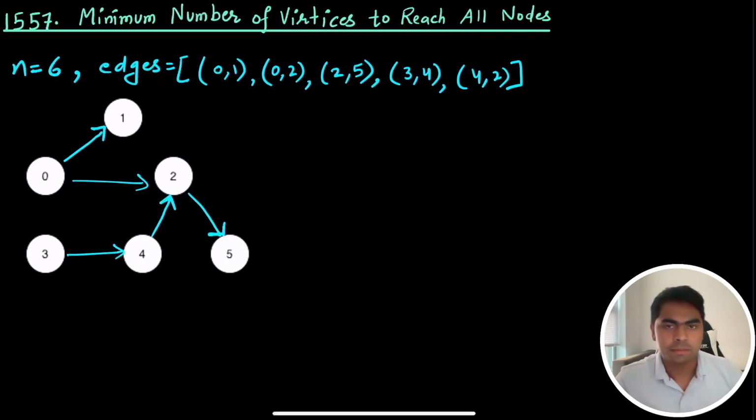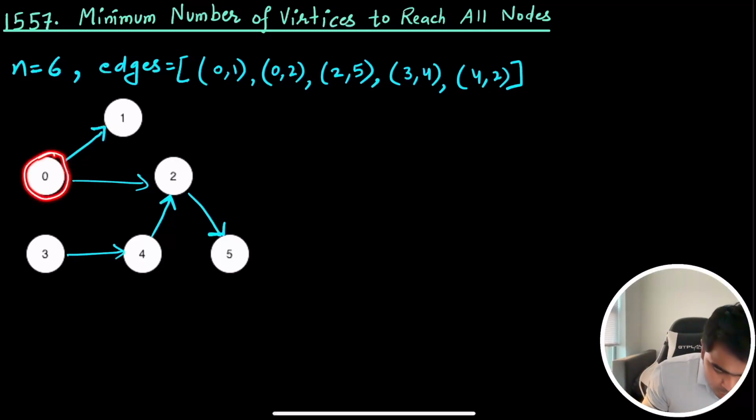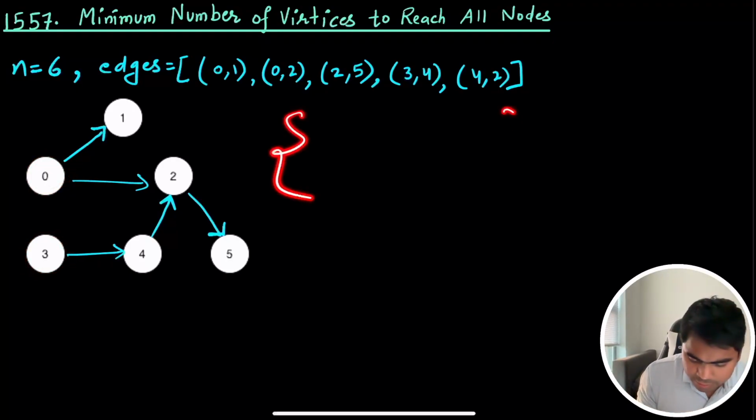So tell me, the nodes that already have incoming edges from other nodes, they do not have to be in that set, right? Because they can be visited from some other nodes. It's only the nodes that do not have any incoming edges, right? Because this doesn't have any incoming edges, so it cannot be reachable from some other node. That is why these have to be in our set. If we're creating some set, they have to be in our set.